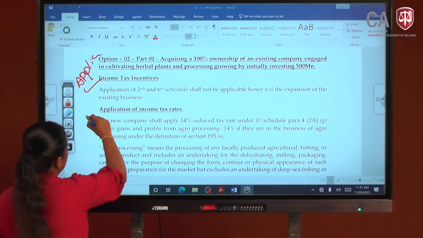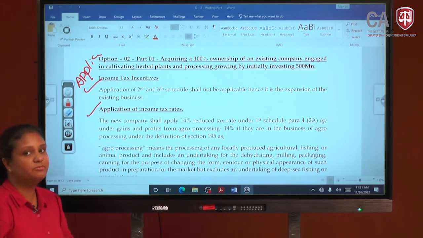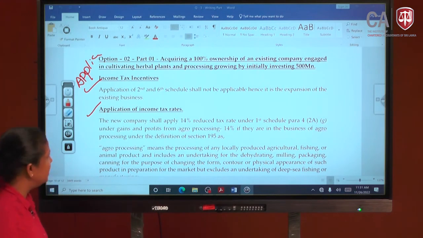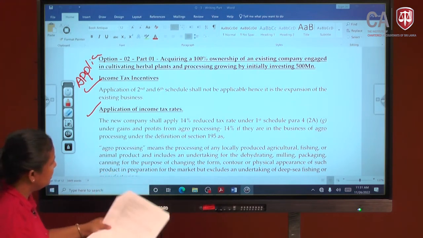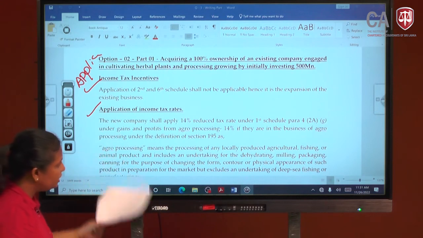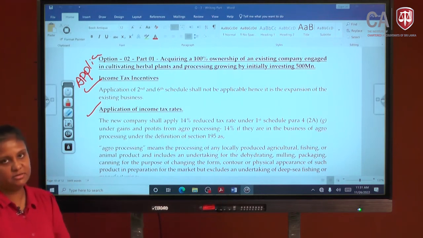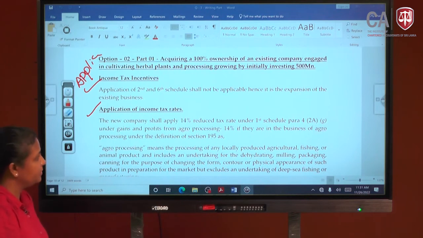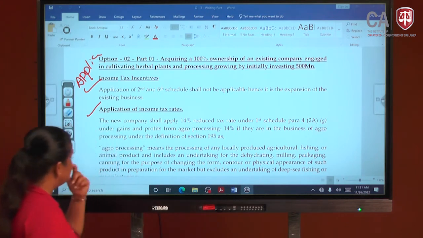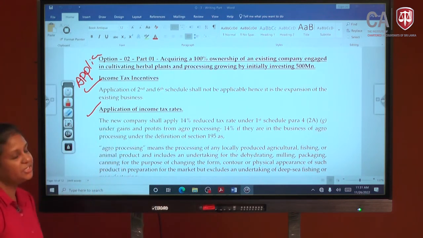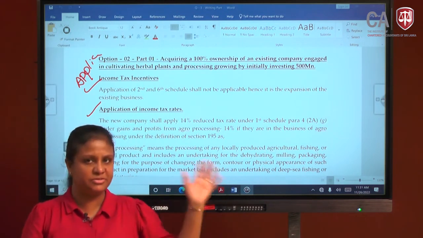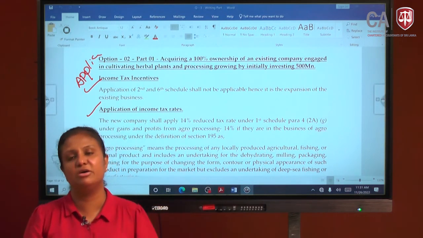Done. Application of the income tax rate. I need to come back to this one. For the new company, it's a 14% tax rate under the first schedule if the gains and profits are from agro-processing. If they are in the business of agro-processing under the definition of section 195, that's why I have taken these different angles.